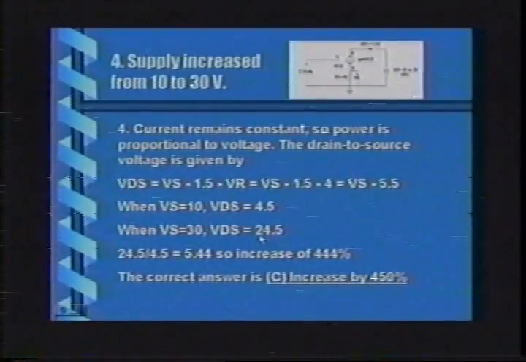When the variable supply goes up to its maximum of 30, the drain to source voltage is 24.5. So the ratio of powers is simply the ratio of the voltages, because the current is constant, which is 5.44. That means as the variable supply increases from 10 to 30, the power goes up to a factor of 5.44 times the minimum power, which represents an increase of 444%. You scan the possible answers in this multiple choice problem, and you find the closest one is C, increases by 450%.